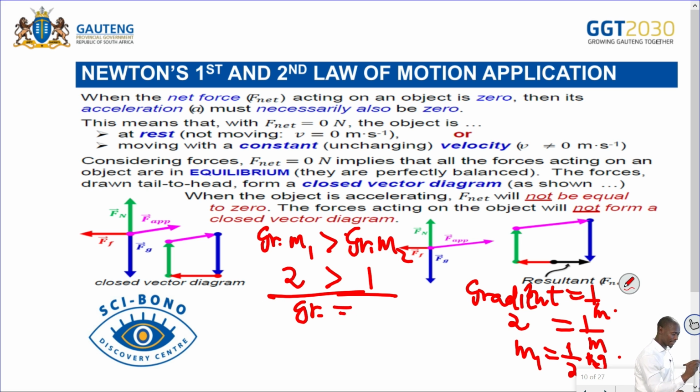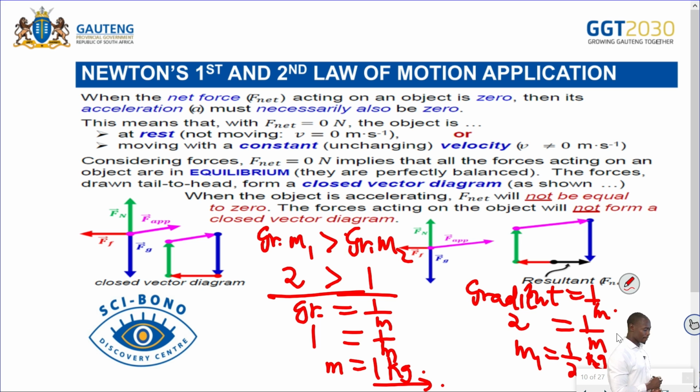Gradient equals 1 over M. What is the gradient of line M2? It's 1, right? Then this equals 1 over M, which means that the mass would be what? 1 kilogram.